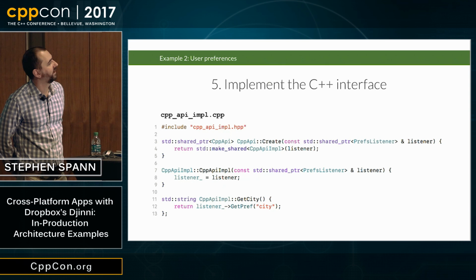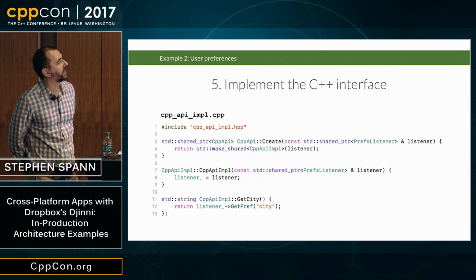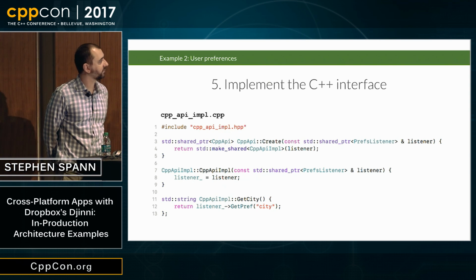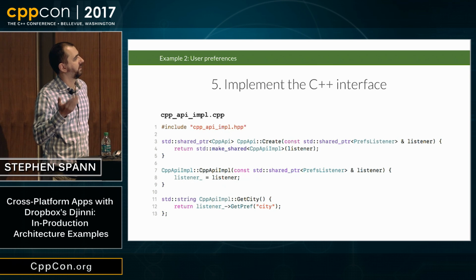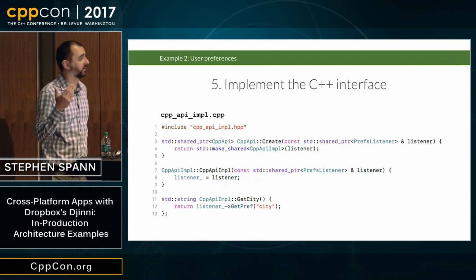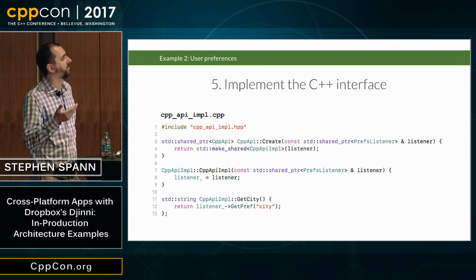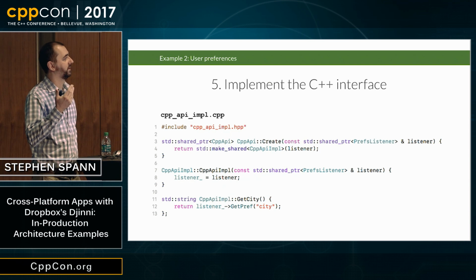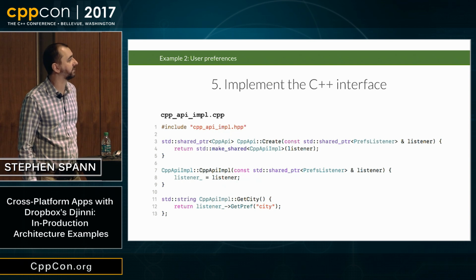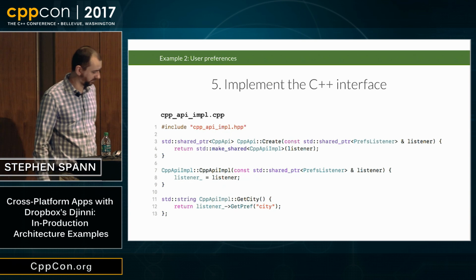Okay, so the C++ interface now has an argument. Our create method takes the interface argument, so it could be Objective-C or Java. It passes it on to its constructor. We save it, and then later we can call get preferences, and we can do that pretty much anywhere in this class.